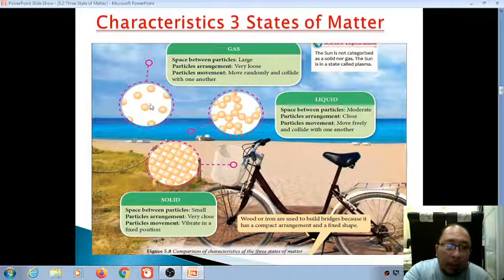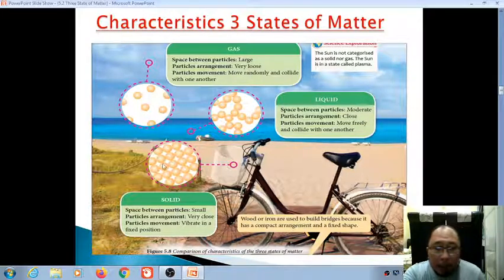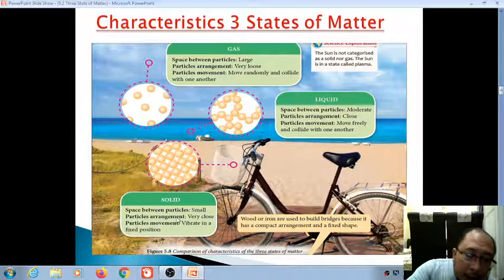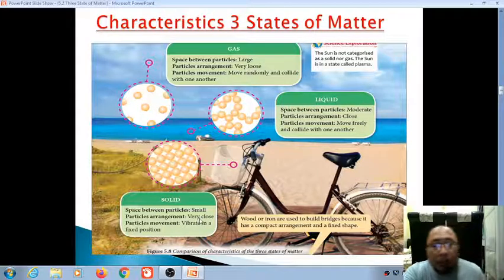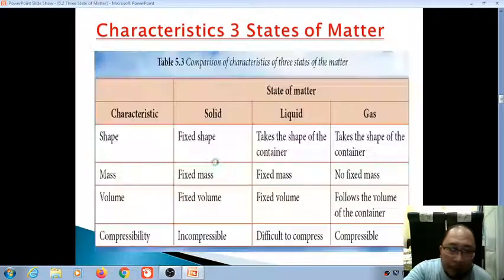So this is how gas, liquid and solid are formed, based on the arrangement of the particles themselves. If the arrangement is like this, it will become gas. If the arrangement is moderate, the particles are arranged closely like this, so it will become liquid. And if the particles are arranged very close to each other, it will become solid. So every matter around us exists in these three states of matter.